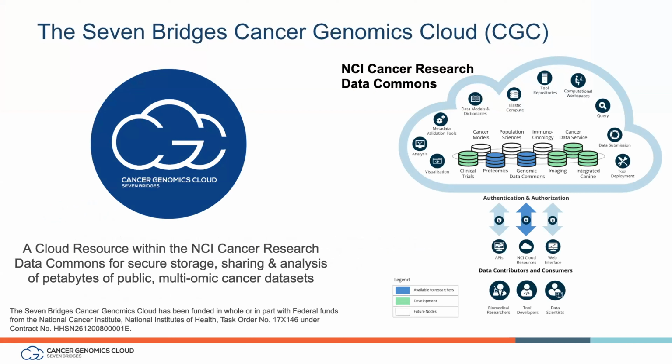The 7 Bridges Cancer Genomics Cloud was our first academic platform. This is funded by the NCPI, and it's one of the cloud resources within the larger Cancer Research Data Commons, which Bill went through briefly this morning. So the model of the CRDC is that there are many different nodes, many different places that the tools and so on can come from. And the cloud resources are basically the engine of how analysis happens within the CRDC.